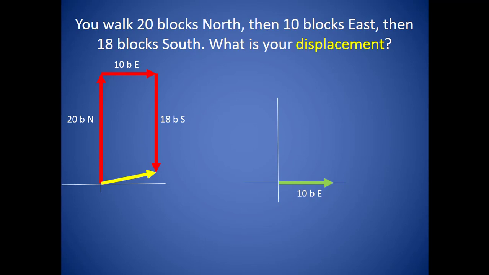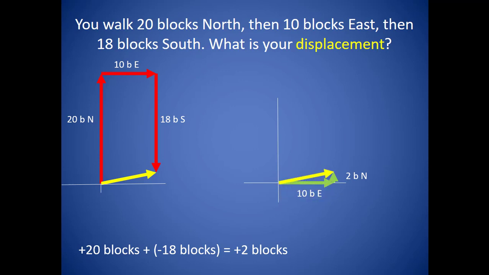Now what about the y component? We went 20 blocks north and then 18 blocks south. These vectors can be added together. If we define north as positive, that would mean the south is the negative displacement. So a positive 20 blocks plus a negative 18 blocks gives us a y displacement of a positive 2 blocks. Now that we have the x and y components for our resultant vector, we can go about finding the value for the magnitude and direction. So our displacement is 10 blocks to the east and 2 blocks to the north.